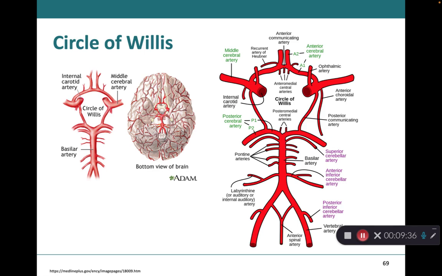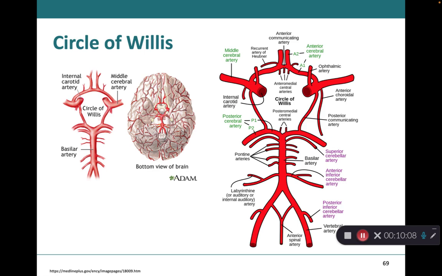Because remember, the left side of the brain controls the right side of the body, the right side of the brain controls the left side of the body. So depending on what side the occlusion was on, you would have loss of sensation on the other side of the body. Okay, you would also have contralateral loss of sensation and motor control to the lower body, because this area controls the legs.